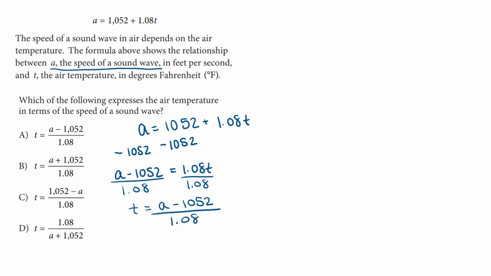And then we need to see which one of our answer choices looks like that. Looks like it's A, definitely not B because we have a plus, not C because we have 1052 minus A, and then D is incorrect as well because we have our 1.08 in the numerator. So our answer for part 1 is letter choice A.